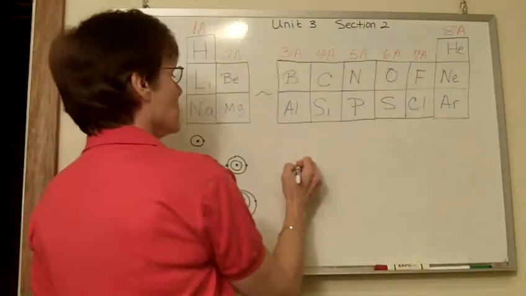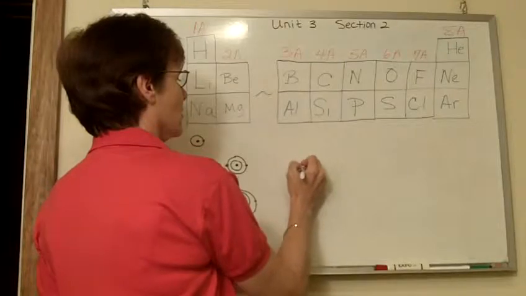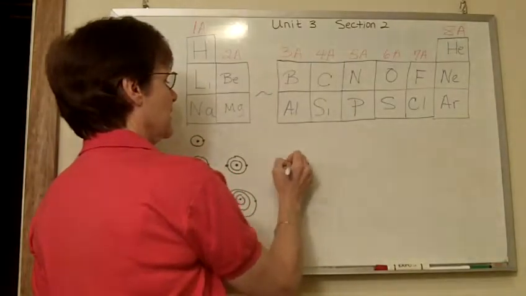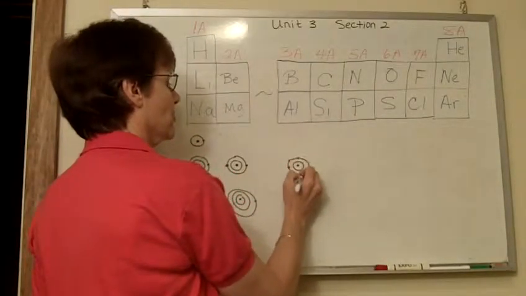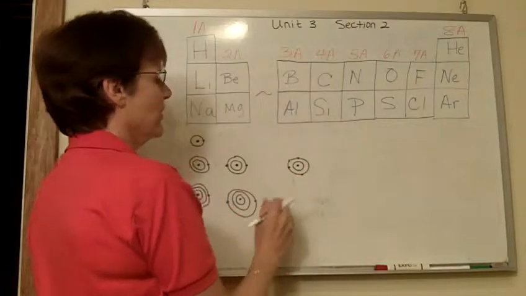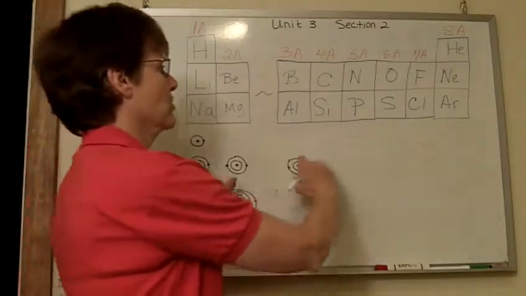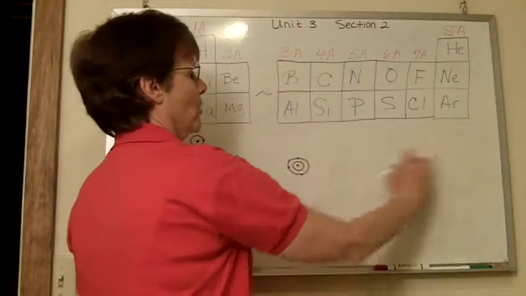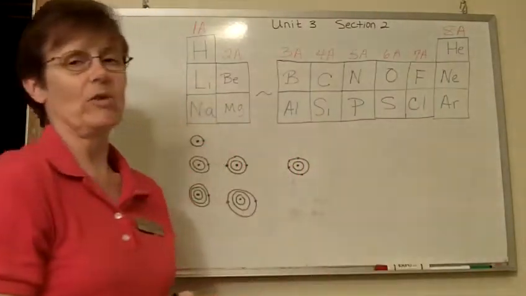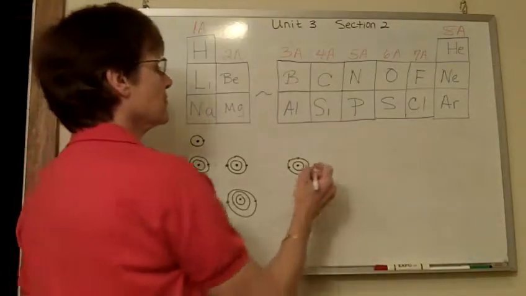So boron, the inner shell is filled, second shell has 1, 2, 3. And how about if, just for the sake of saving a little time, I don't do all of these, but I'll just do maybe this row across, and I can leave that to your imagination. You can fill that in if you want to.